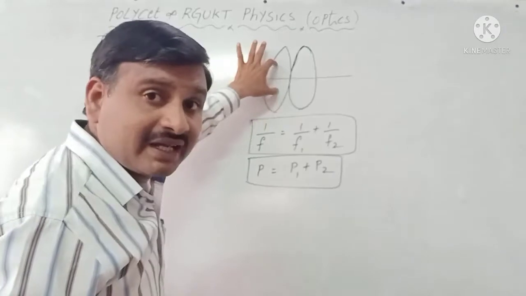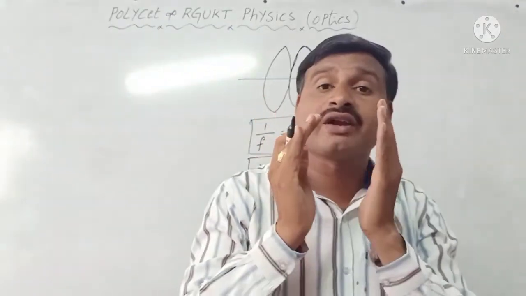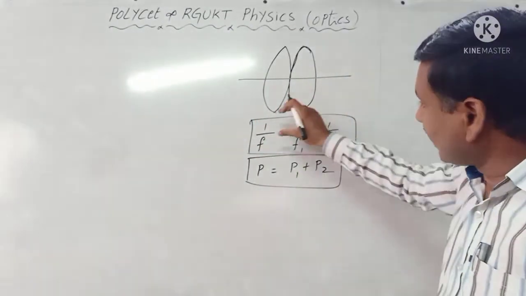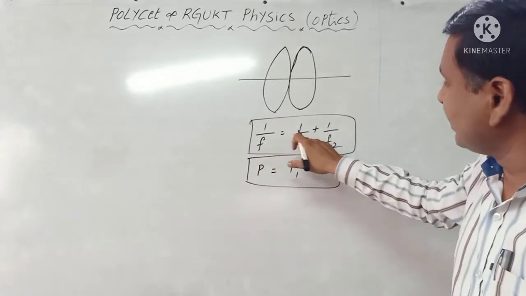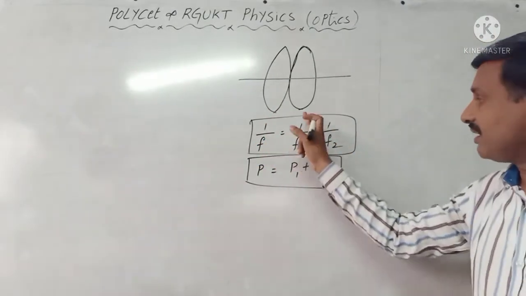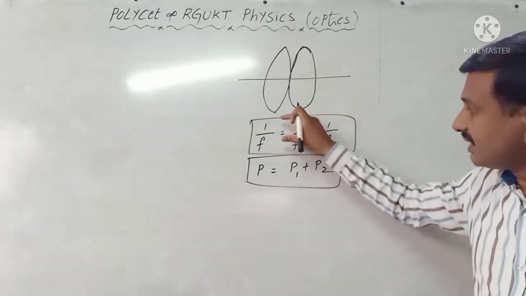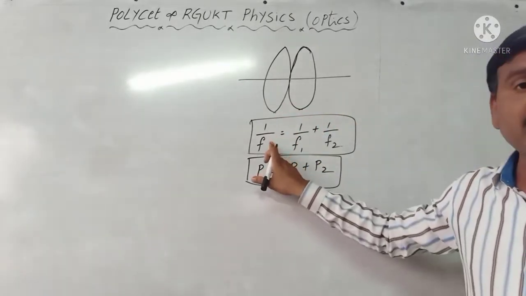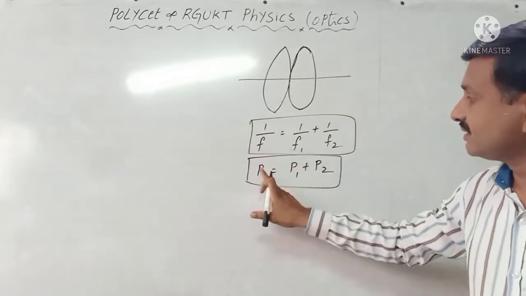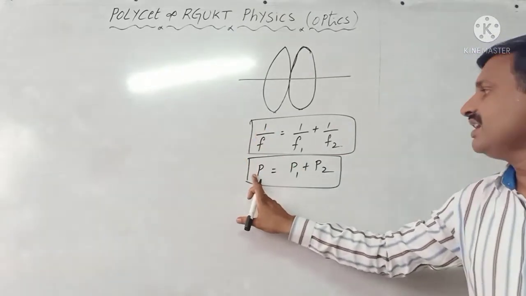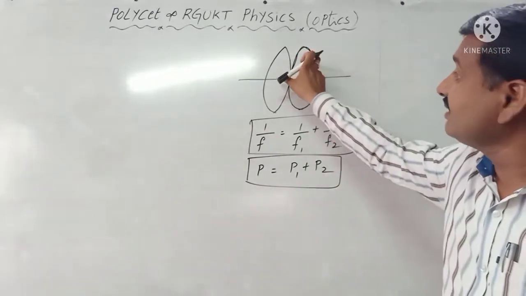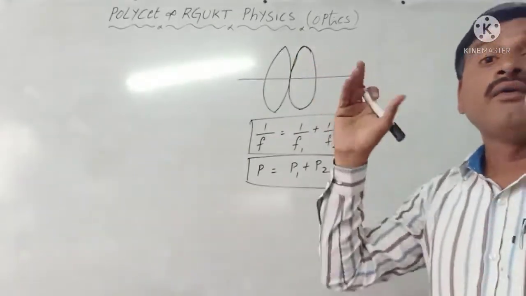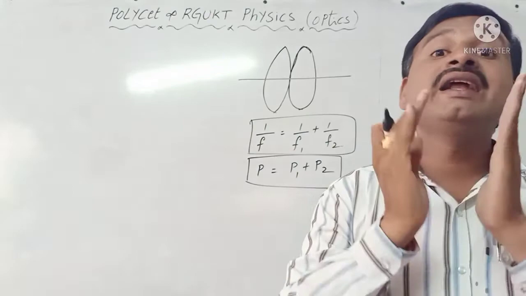This is the relation between power and focal length when two lenses are in contact. 1 by f equals 1 by f1 plus 1 by f2. Already you know that 1 by f means power of lens, so in place of 1 by f we write P is equal to P1 plus P2. We use this formula when the two lenses are in contact.